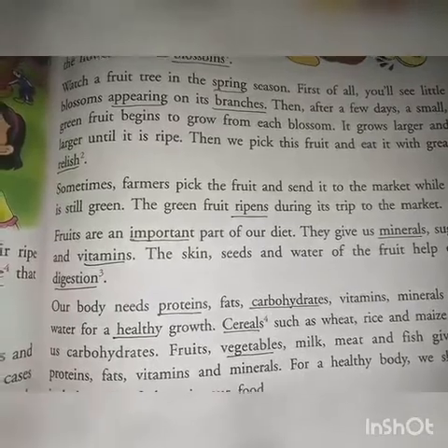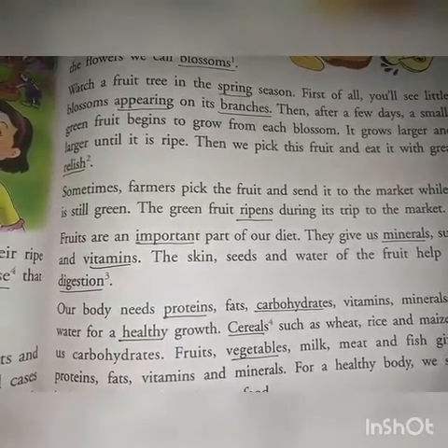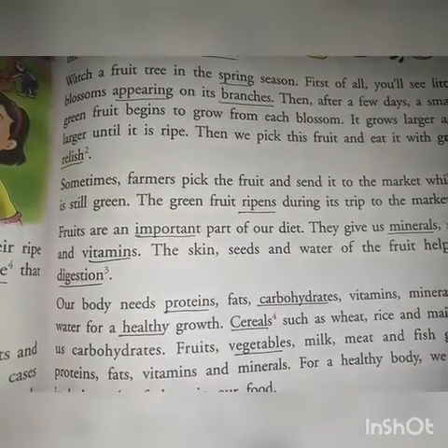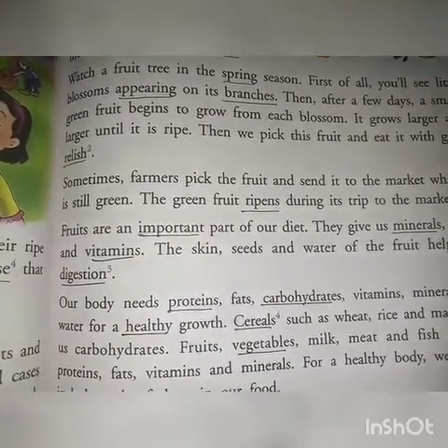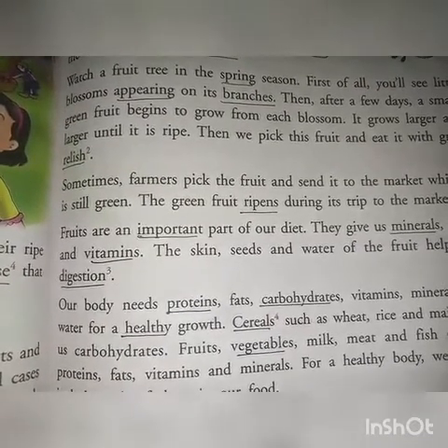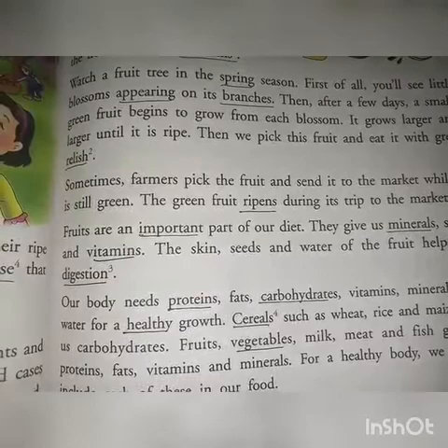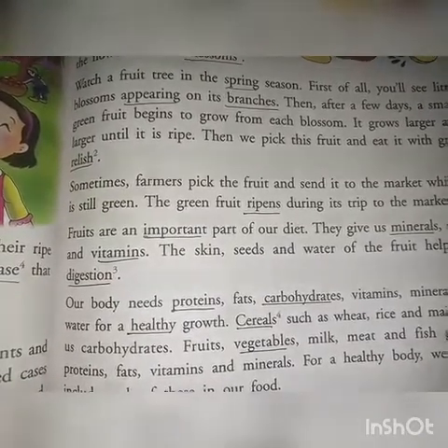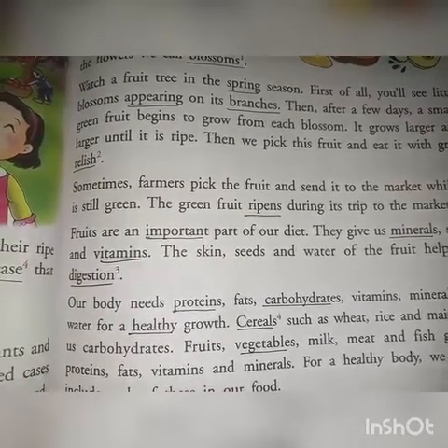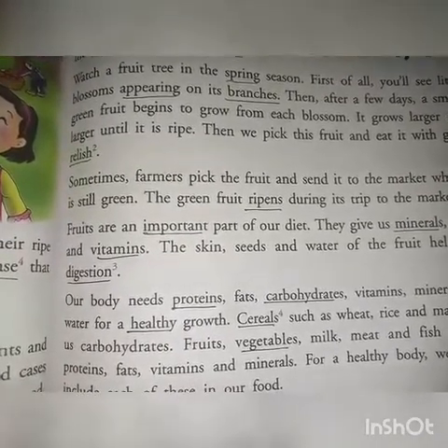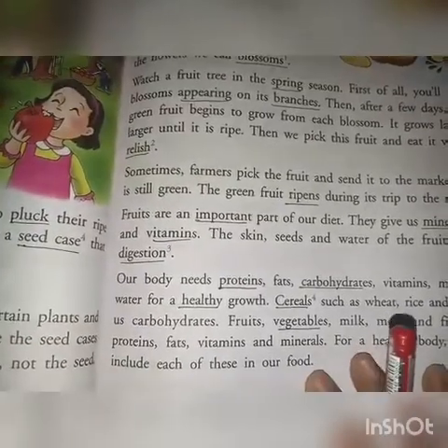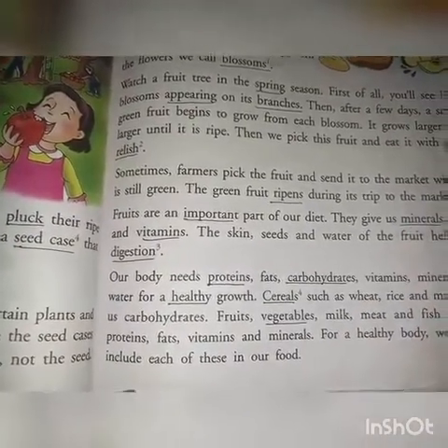So, they take it a little bit raw so that by the time it reaches the market the fruit gets perfectly ripened, and doesn't get over ripened. Because if we take a ripened fruit from the plant, then by the time it reaches, it will get over ripened, so it will be of no use, and nobody will buy that fruit. So they pluck the fruit which is a little bit raw, so that by the time it reaches the market the fruit is perfect to be eaten.